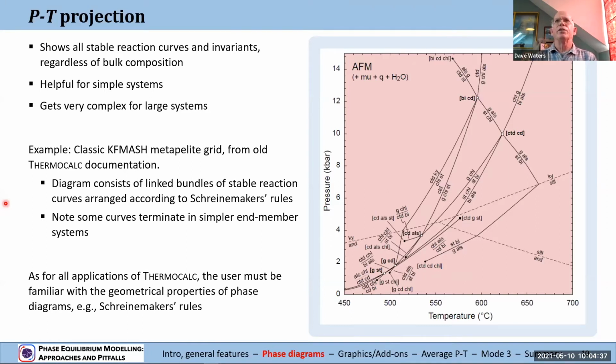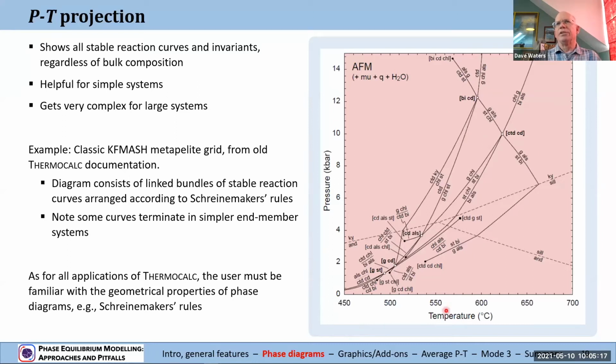There's an example on the right, which is for the classic KFMASH grid for metapelites that's been around in the Thermocalc materials for quite a long time now. It makes a nice example. It underlines the fact that these are linked bundles of stable reaction curves arranged according to Schreinemakers' rules. And as for all applications of Thermocalc, as a user, you need to be familiar with the geometrical principles of phase diagrams like Schreinemakers' rules. So we have a bundle that obeys the rules around this invariant point up here.